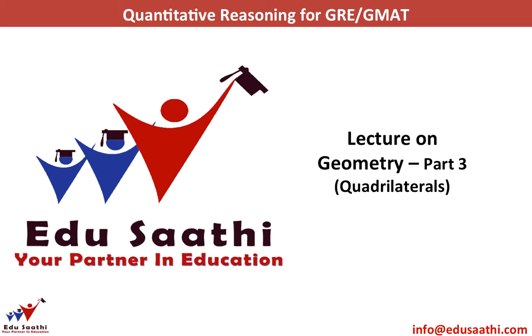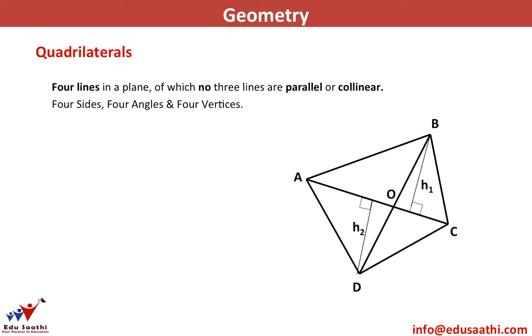We'll be doing part 3 of geometry and we'll be covering the topic of quadrilaterals in it. A quadrilateral is a four-sided figure that has four interior angles. Or if I go by the definition, I would say four lines in a plane of which no three are either parallel or collinear forms a quadrilateral.